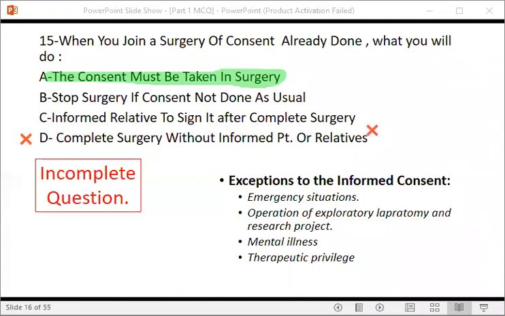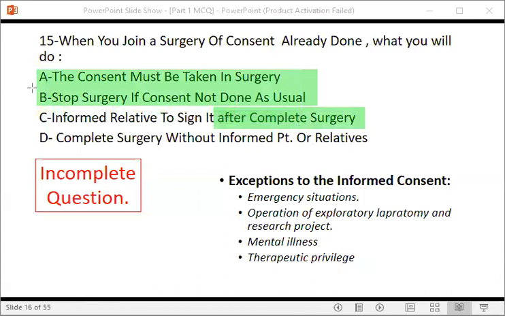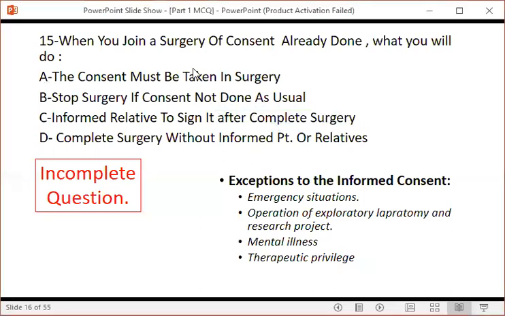And this is a medical crime. But guys, I want to assure you that whatever consent you put here, if a complication happened, you would go to court as a criminal. Anyway, this question is incomplete. I explained to you when the consent must be taken in surgery, when to stop the surgery, and when the informed relative signs. Sorry, not after completing the surgery, guys, this is also wrong. It has to be before. So it is one of the two things. Upon this scenario, I'm assuming that stopping the surgery is the right answer in this incomplete scenario. Okay, guys? Let's go to the next.